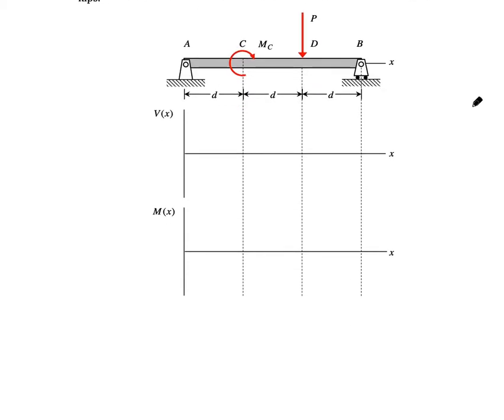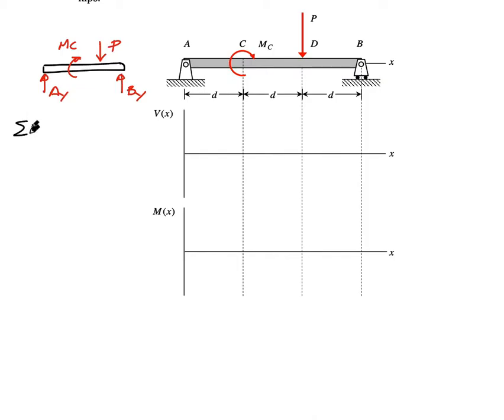We'll begin by drawing a free body diagram of the entire beam, with our goal here to find the reactions. I've got AY and BY, a couple at C, there at MC, and the concentrated load P acting there at D.